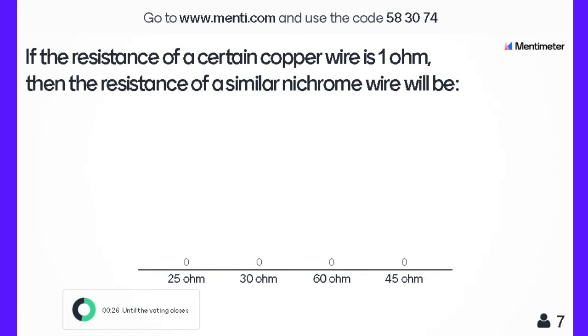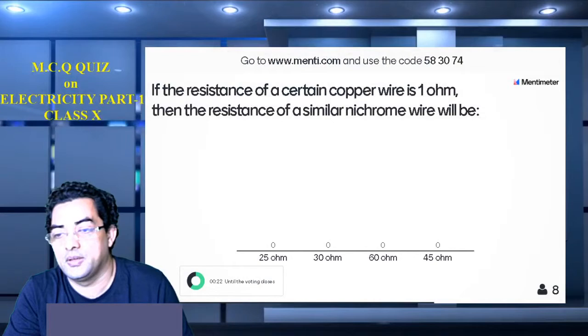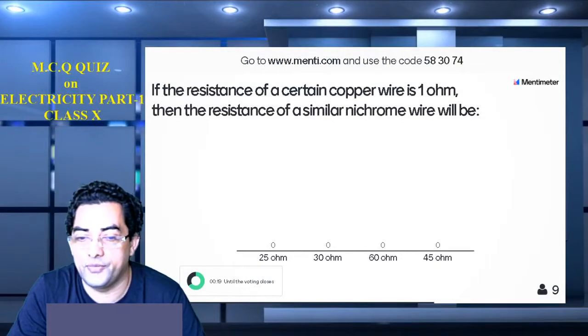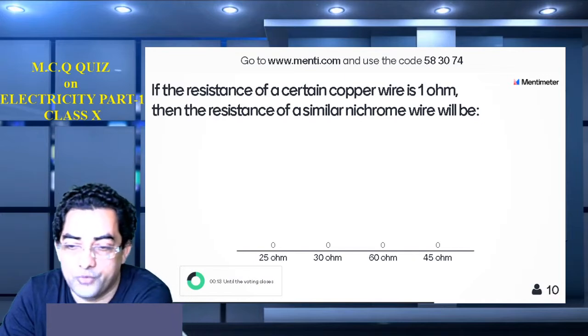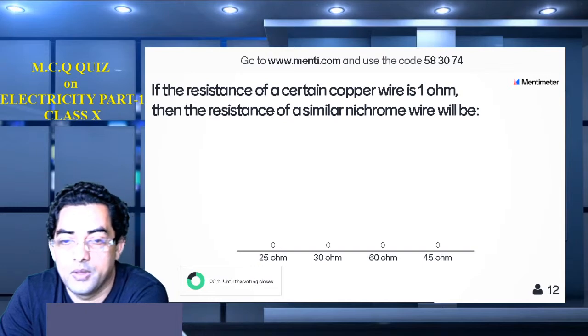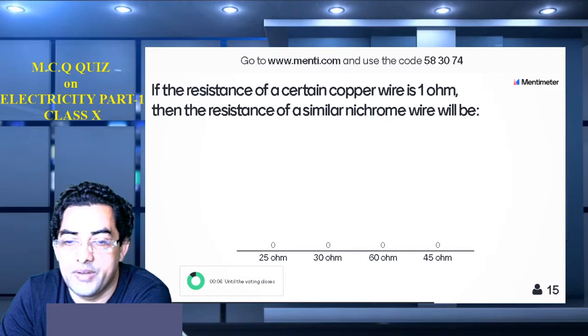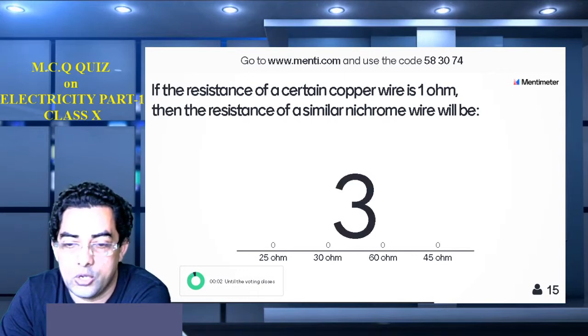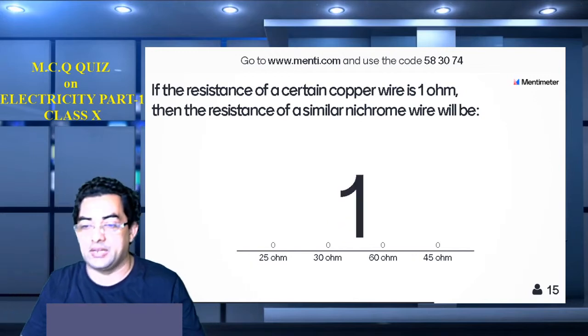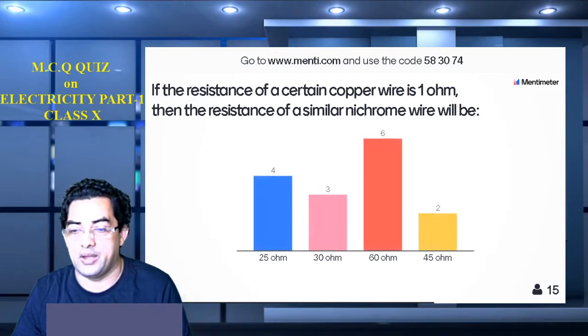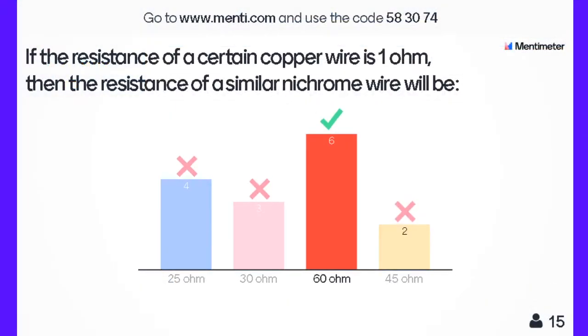We know nichrome is a resistor, gets heated up fast, right? So let's see. 8 of them have answered, 9 have answered. This question is taking a bit long, but we don't have a lot of time. We've got almost 15 seconds left for you. If the copper wire has a resistance of 1 ohm, what is the resistance of a nichrome wire? Is it 25 ohm, 30 ohm, 60 ohm, or 45 ohm? And the time is about to get over, and let us see the result.